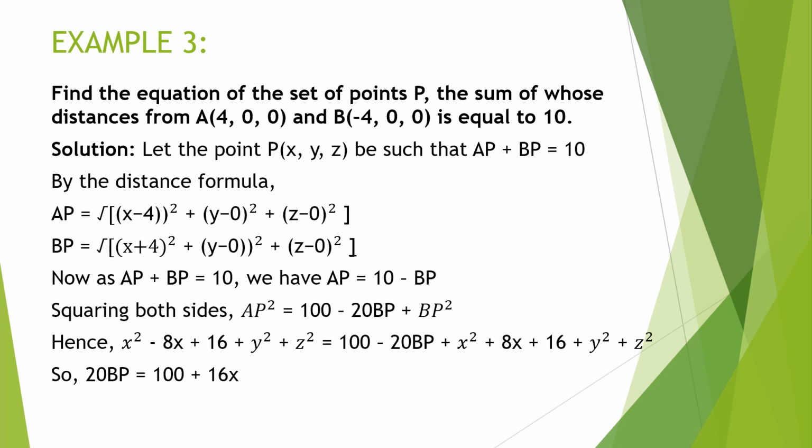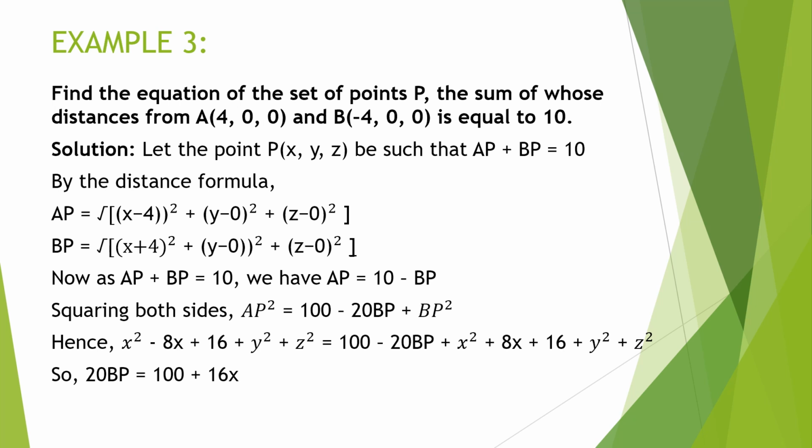Example 3. Find the equation of the set of points P, the sum of whose distances from A 4, 0, 0 and B -4, 0, 0 is equal to 10. Suppose our required point P has coordinates x, y and z. What is the condition which is given? AP plus BP, sum of the distances, is equal to 10. So we need to find AP and BP by the distance formula.